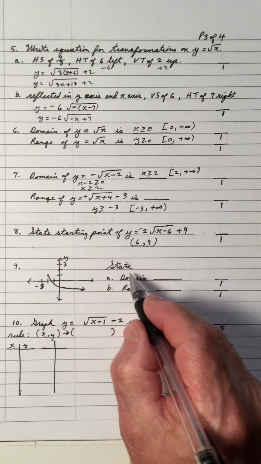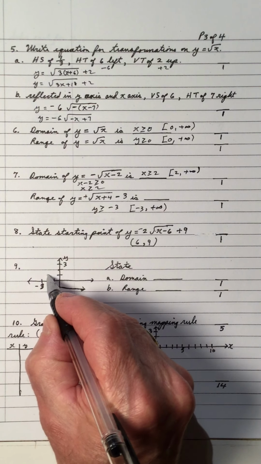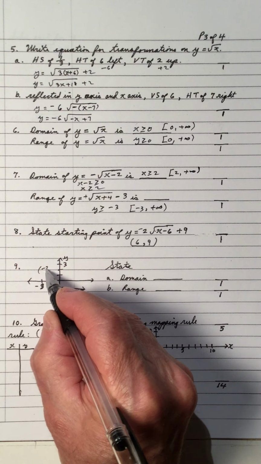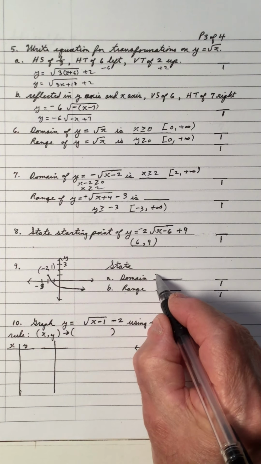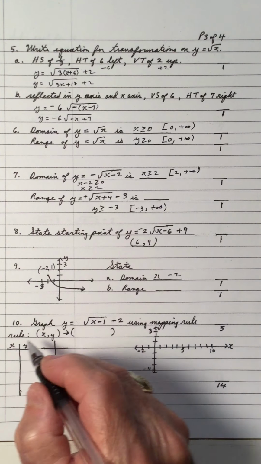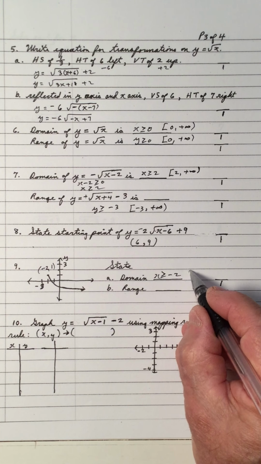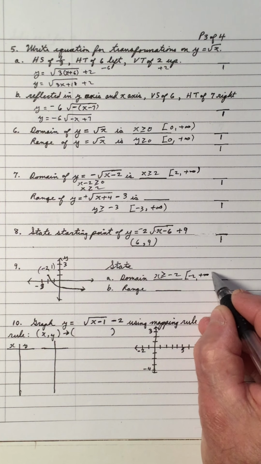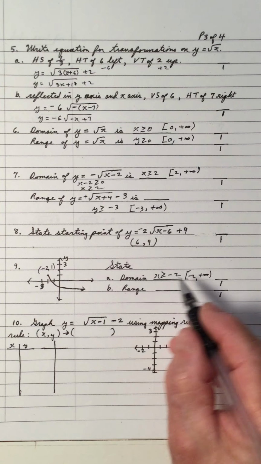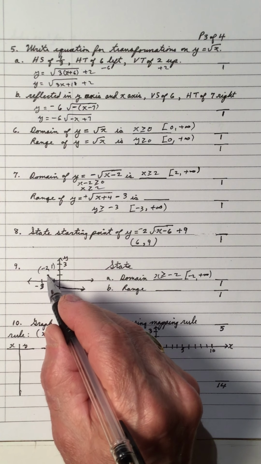Number 9, state the domain of this function. So notice this starting point here is negative 2, and y is 1. So the x's are starting at negative 2, and they're going to the right, so it's greater than or equal to. And again, that's negative 2, comma, positive infinity. Either one will do. And the range is starting at 1. The range values are starting at 1.